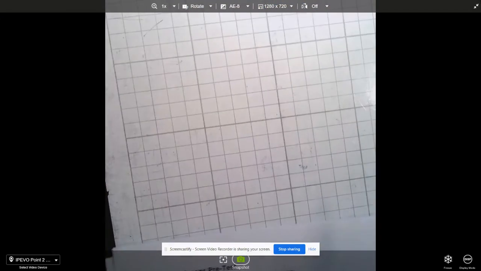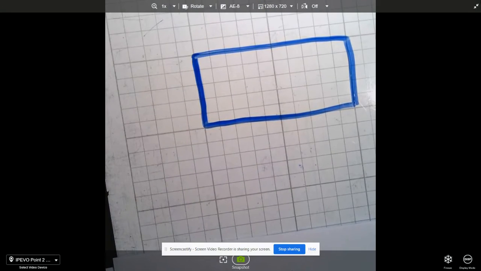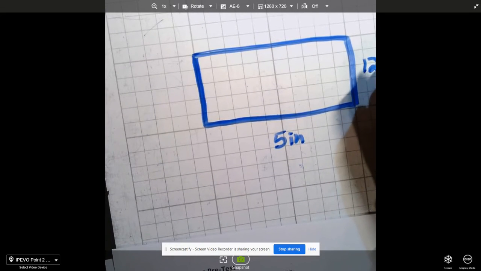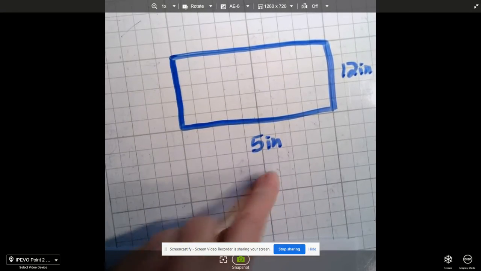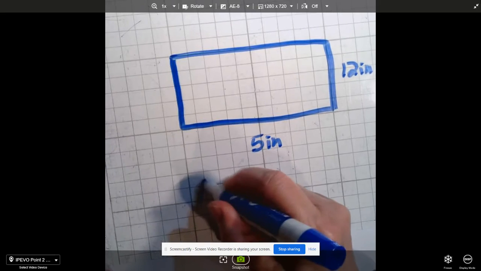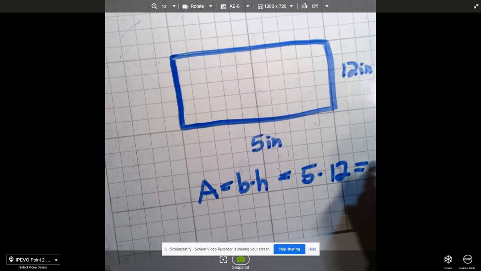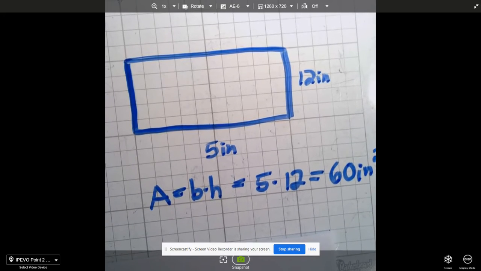And number 7 says, determine the area of a rectangle. Now here's my rectangle, and it has a base of 5 inches and a height of 12 inches. Once again, it would not have made any difference if you called that the base and that the height, or if you drew your rectangle going the other way, because you're going to be multiplying them together anyways. So if you remember, the area is base times height, which would be 5 times 12, which would be 60 inches squared. That would be your answer to number 7. And then number 8 says, find the area of a triangle.